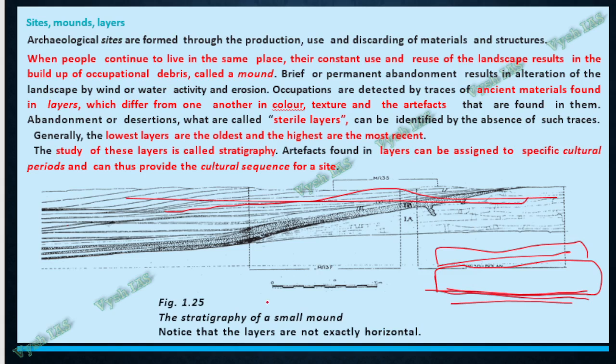So that full study, which they call sterile layers, and the study is called stratigraphy, if done incorrectly, your complete historical findings till now will go wrong. The cultural sequence of a site you can learn through stratigraphy, which is the study of layers, and each layer they are calling a sterile layer, and it will be different from one another in color, texture, and also the artifacts which are found.